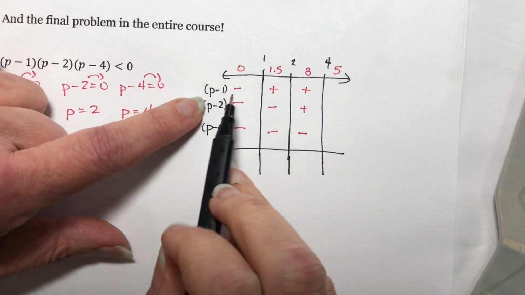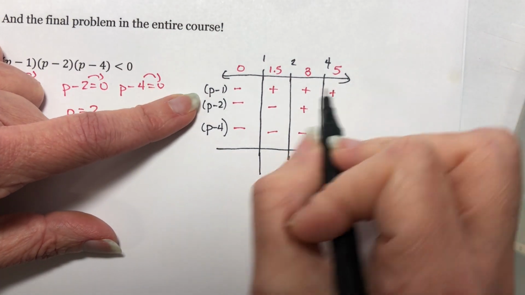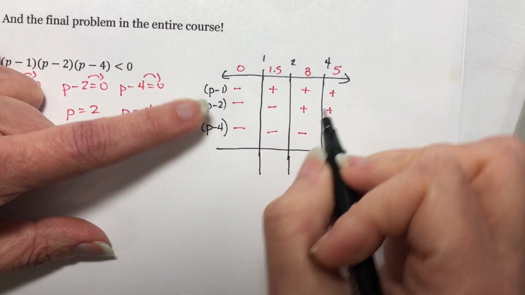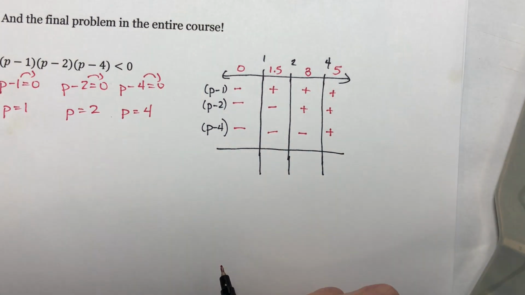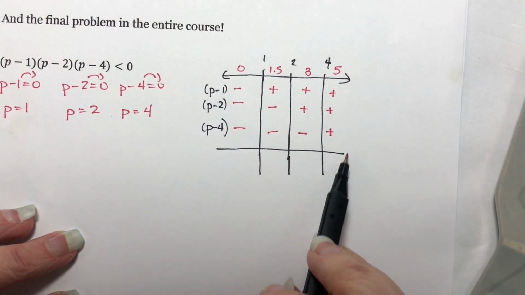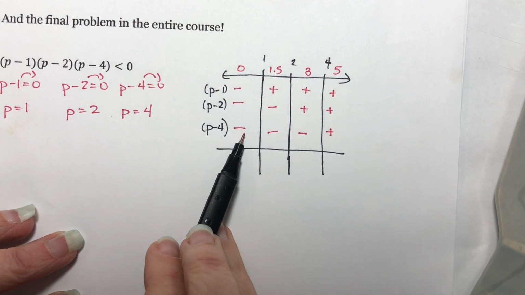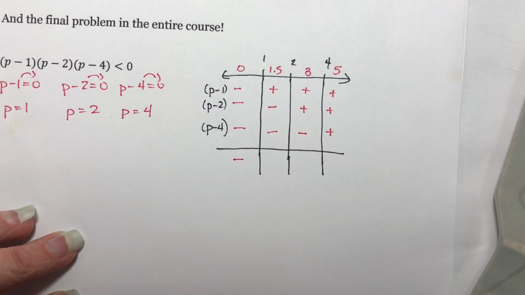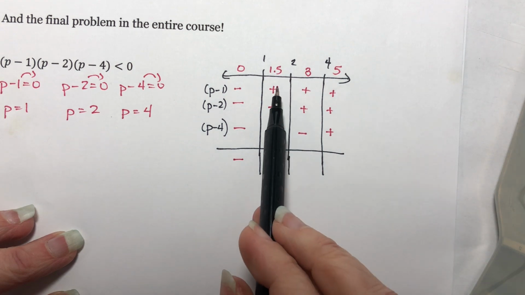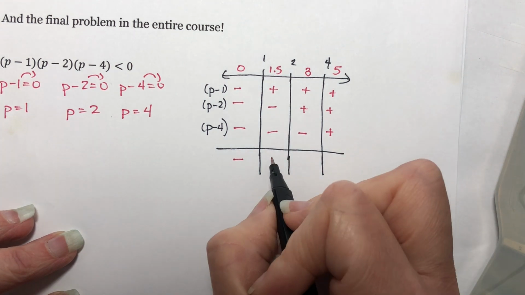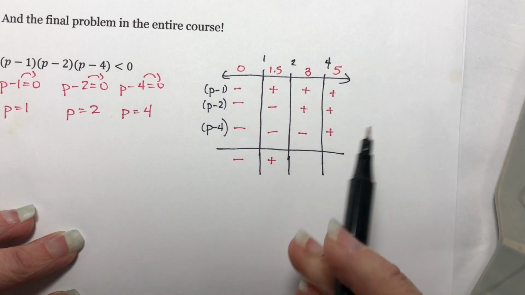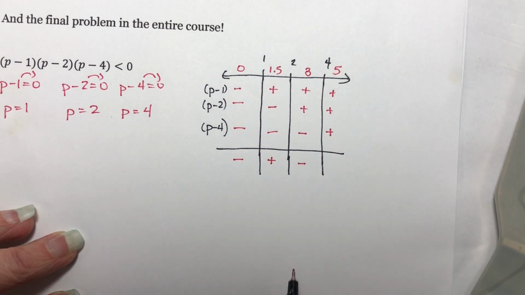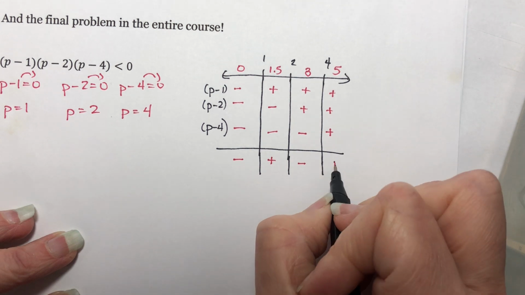Now plug in your 5s. 5 minus 1 is positive. 5 minus 2 is positive. 5 minus 4 is also positive. Okay, so now apply your multiplication rules. And so here we're multiplying 3 negatives together, and that gives us a negative answer. A positive times a negative is positive. Positive times a negative is negative. And then 3 positives is a positive.